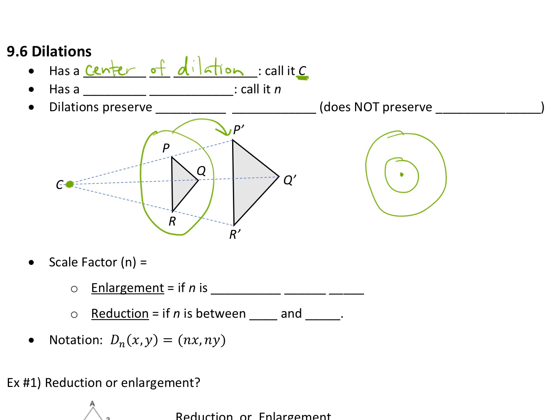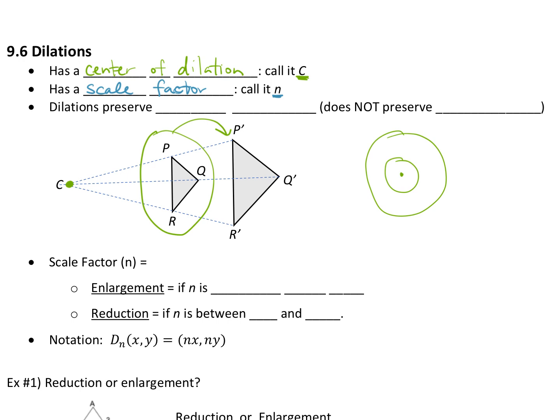But I want to get you the terminology first. So a center of dilation, that's your C, okay? It also has a scale factor. The scale factor is N, okay? So whenever you're looking for a scale factor, if it says N equals, that's what we're talking about, the scale factor.